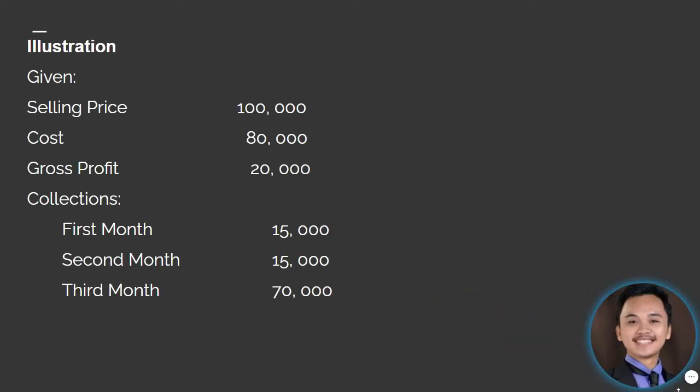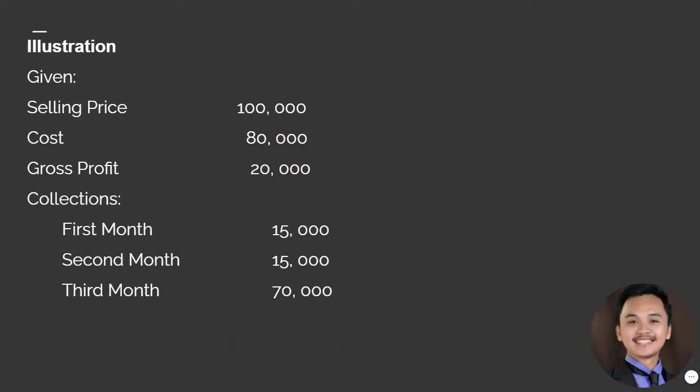In computing our realized gross profit under installment basis, we multiply the gross profit rate with the cash collection for a specific month. So for example, we have an installment collection of the total proceeds of 100,000 over 3 months. For the first month, we were able to collect 15,000. For the second month, we collected 15,000. And on the third month, full settlement of 70,000 is made. So let us now compare the three methods.